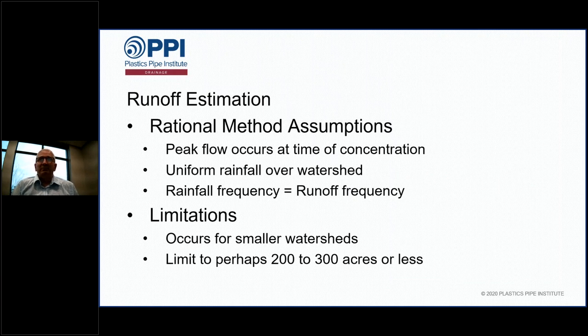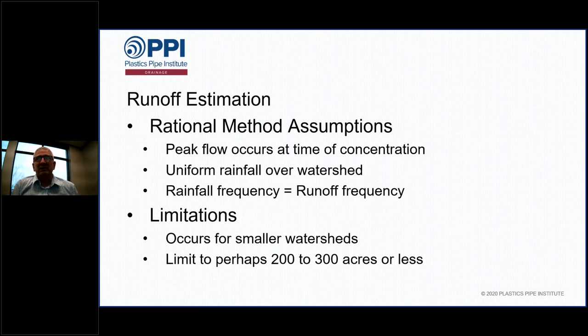When we talk about the rational method, it's important to talk about what the assumptions of the rational method are. And the 3 fundamental assumptions are, number 1, that the peak flow occurs at the time of concentration. The way that happens is by us using that intensity. We figure out the time of concentration when the entire drainage area is contributing. And that happens at the longest flow path in the drainage basin.